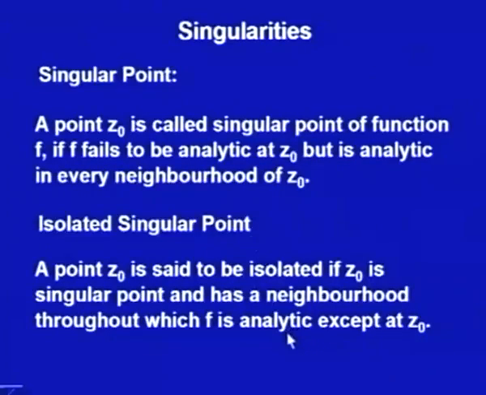So we have defined a singular point where the function fails to be analytic. It is called an isolated singular point if it has a neighborhood throughout which f is analytic except at z naught, then in that neighborhood it is its only singular point. Now let us see what we are having. We would relate it with the Laurent series.